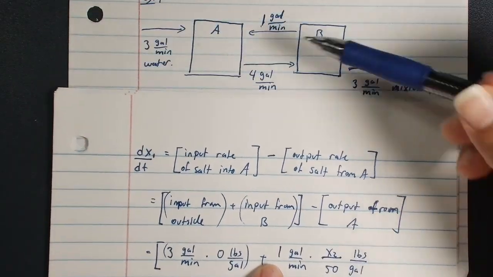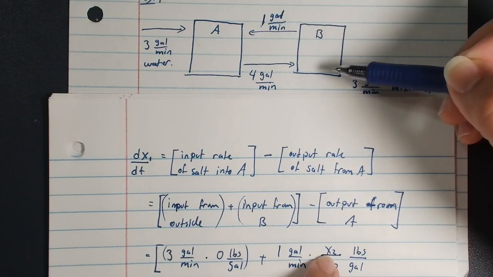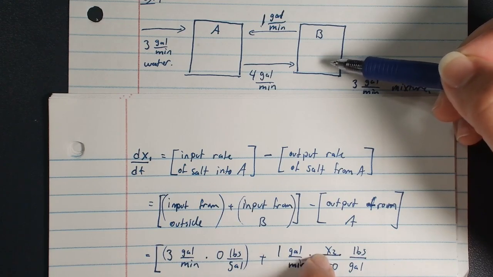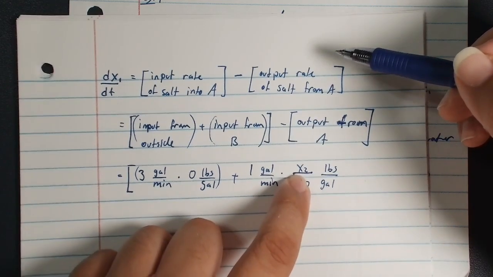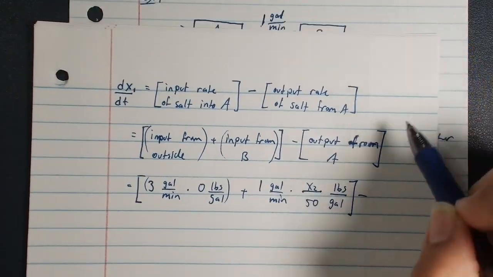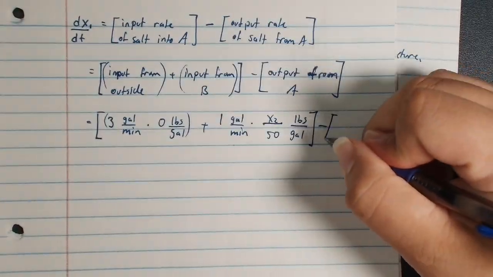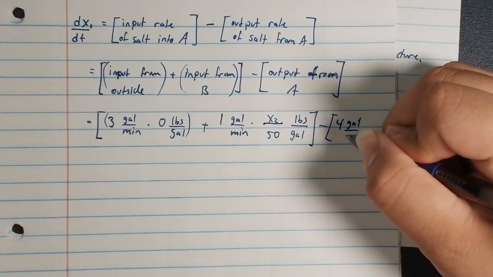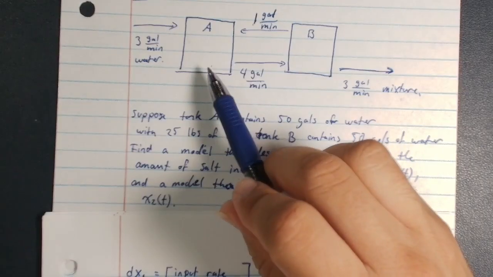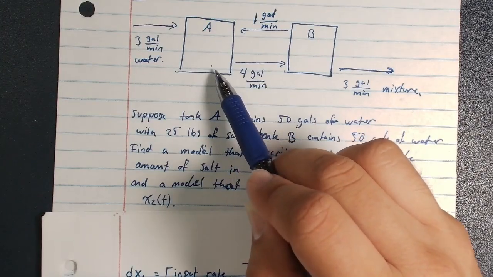So every minute, you're getting 1 gallon of water coming in, and each of those gallons will have some number over 50 pounds per gallon. We don't know what that number is, but we can at least label it as x2. Okay. Minus, okay, so now we have an output from A. Okay, from A, you're getting 4 gallons a minute. Times, and we pull the same trick. Our concentration of A is going to be some amount of salt per 50 gallons.